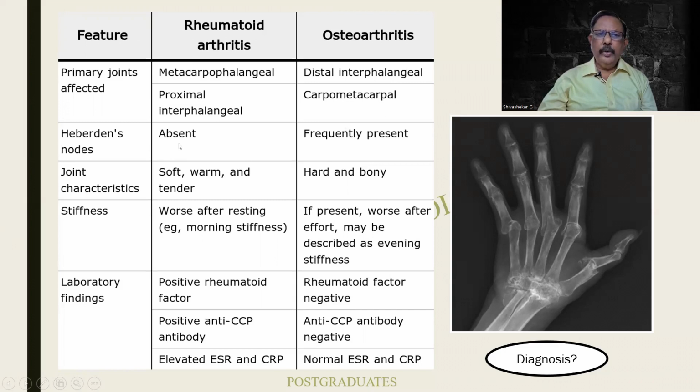Heberden's nodes, as I showed you, are absent in rheumatoid, present in osteoarthritis. There will be signs of inflammation in rheumatoid arthritis, whereas it is hard and bony in osteoarthritis. Stiffness varies: in rheumatoid there is an evening stiffness, whereas in osteoarthritis it is morning stiffness. And among the laboratory findings, rheumatoid factor will be positive in rheumatoid, whereas it will be negative in osteoarthritis. So what is your diagnosis in this case? Is it rheumatoid arthritis or is it osteoarthritis?